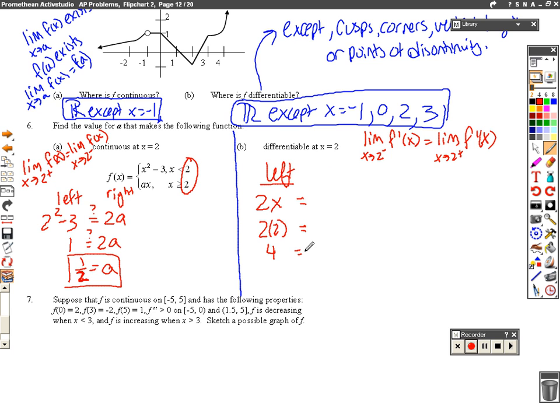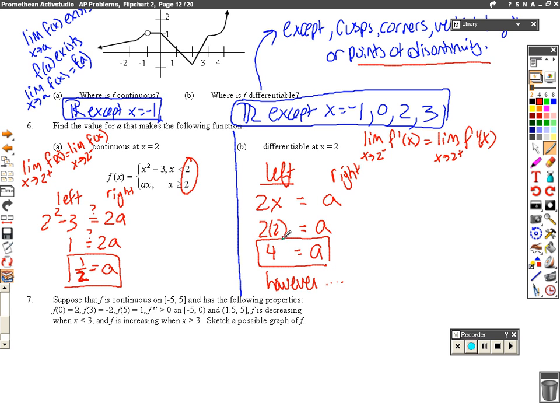And from the right, the derivative of a times x would actually just be a. All right, so here's a right here, and so this would be a equals 4. However, this is kind of a trick question. A function can only be differentiable if it's also continuous. That kind of references right up here. Points of discontinuity are a place where it's not differentiable.